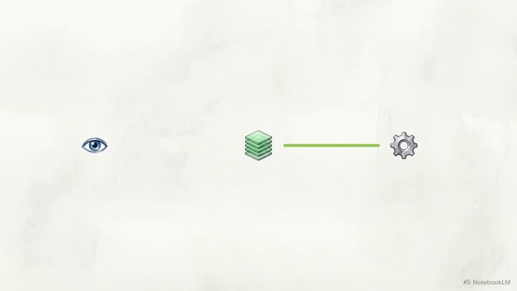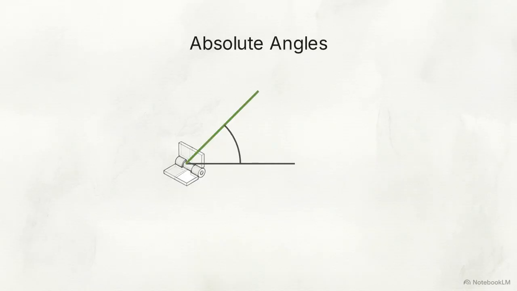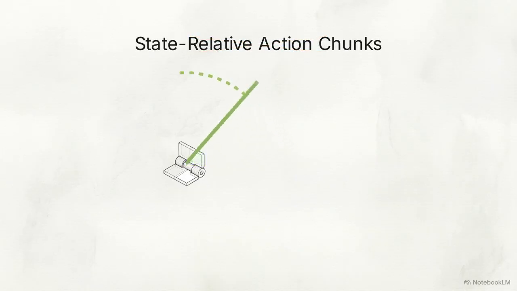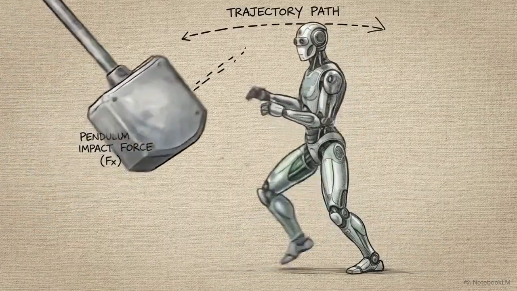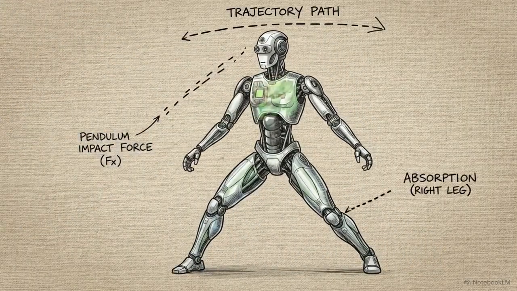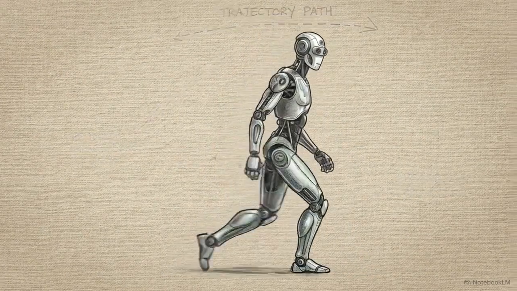Rather than translating semantic data into motor data after the fact, the VLM is forced to learn internal representations that are directly aligned with embodied action from the start. At the same time, the model shifted from predicting absolute angles to predicting state-relative action chunks. Instead of aiming for fixed coordinates in space, the robot now calculates its required movement relative to its exact current physical position, allowing it to absorb unpredictable physical disturbances on the fly.